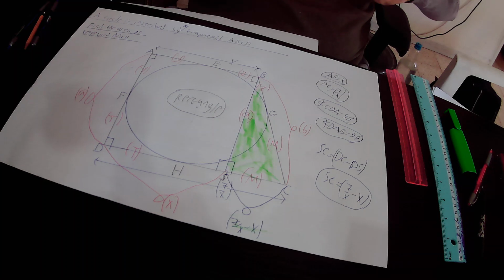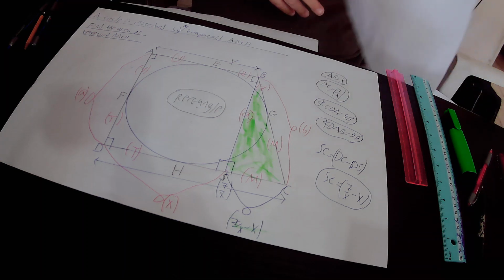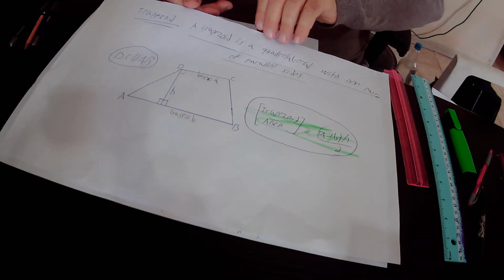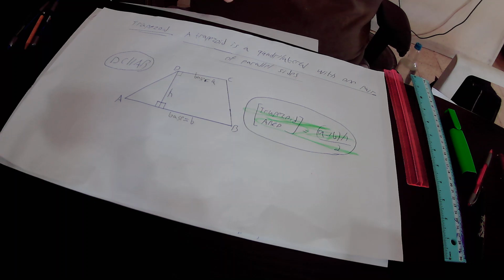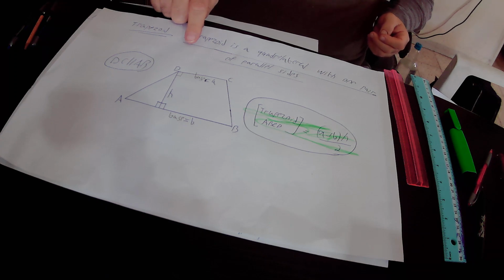So, what is a trapezoid? A trapezoid is a quadrilateral with one pair of parallel sides. Here we have trapezoid ABCD. The two parallel sides are DC and AB. That is to say, DC is parallel to AB. And therefore, the two bases are the two parallel sides. That is to say, DC is the first base and AB is the second base.